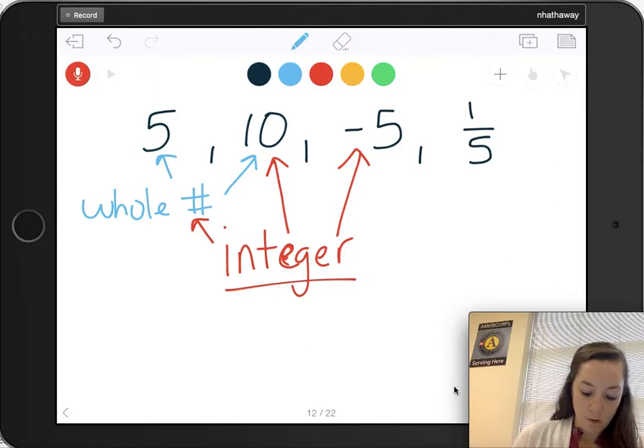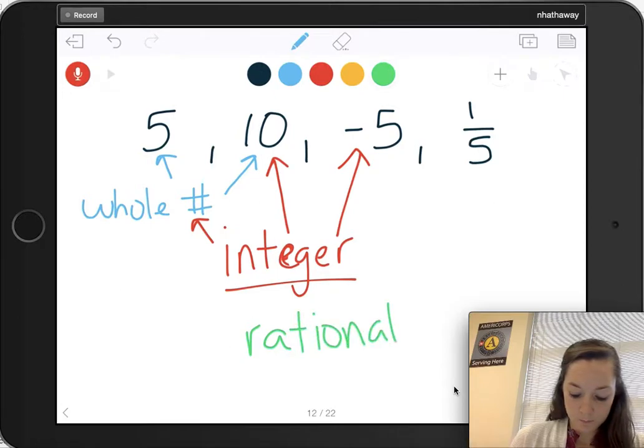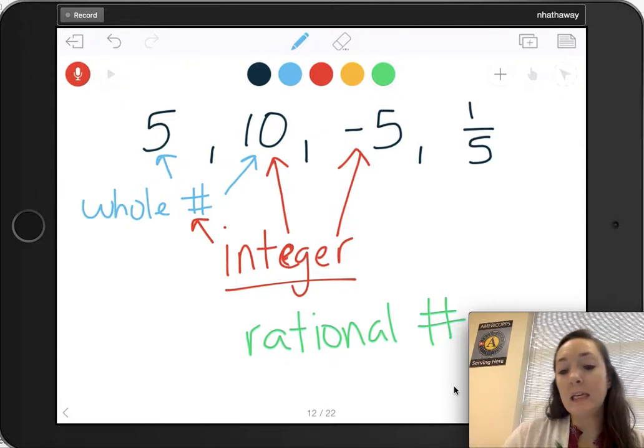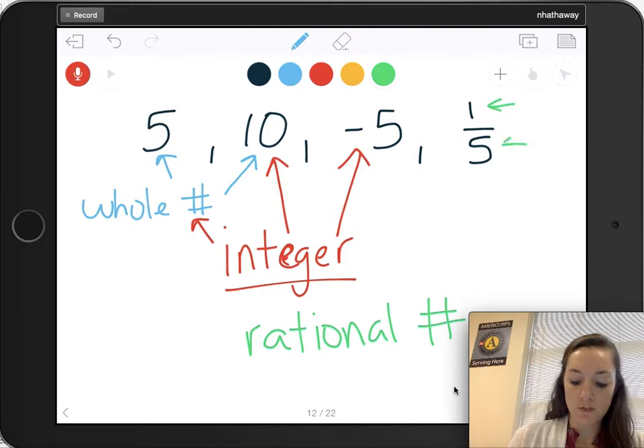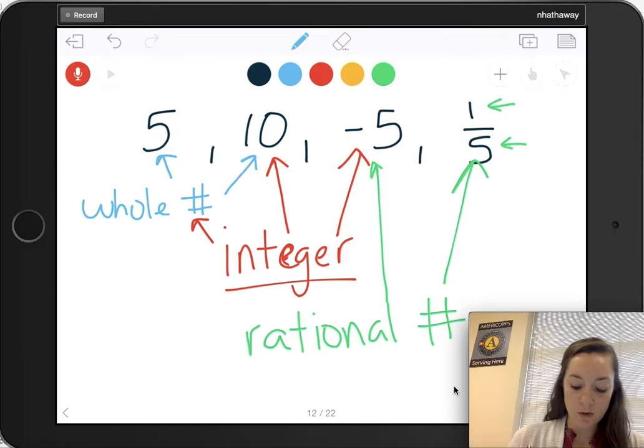And then we have what we call rational numbers. A rational number is any number that can be written as a fraction of two whole numbers. So 1 is a whole number, 5 is a whole number. We're going to write that as a fraction, 1/5. So 1/5 is a rational number. -5 can be written as -5 over 1, so that is also a rational number.